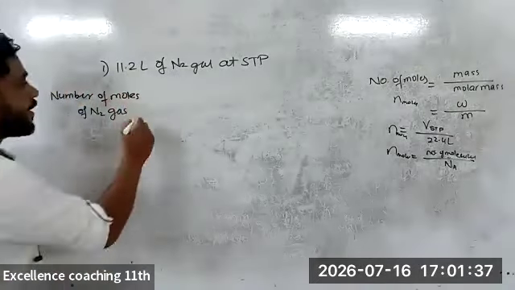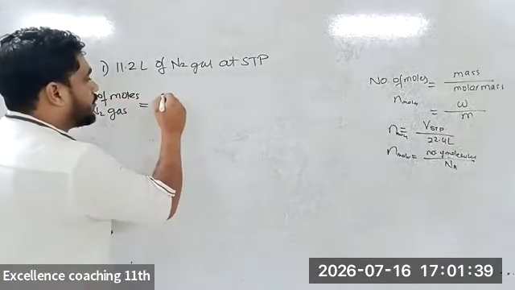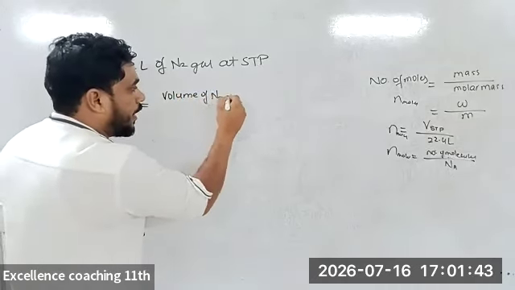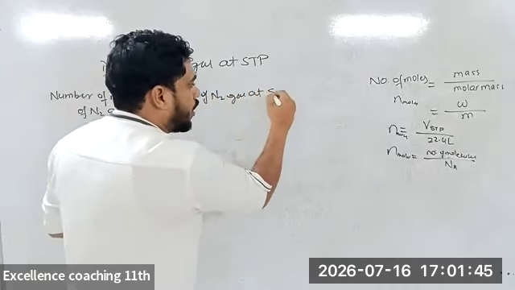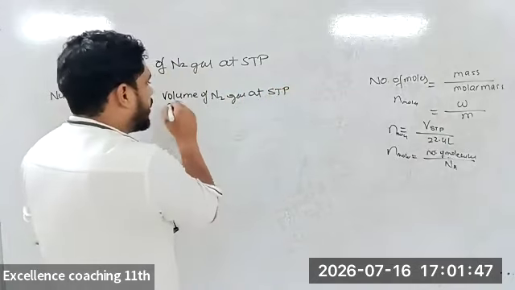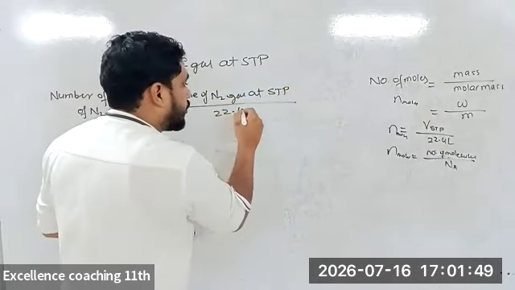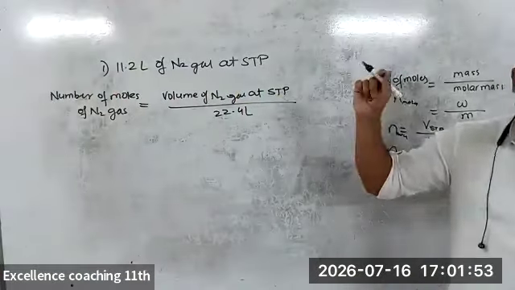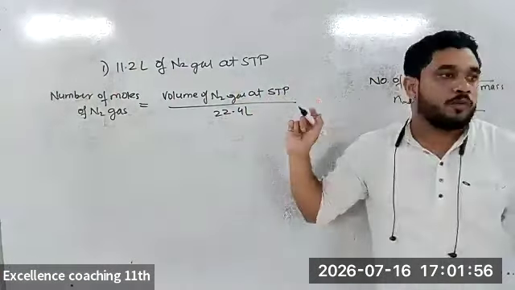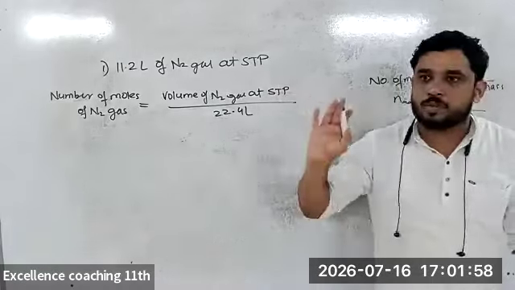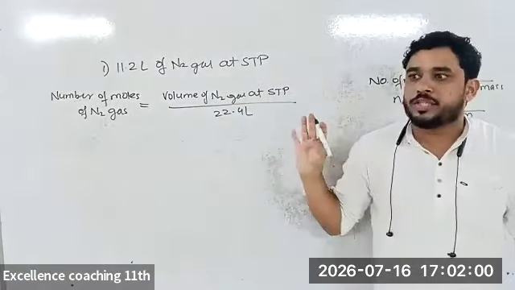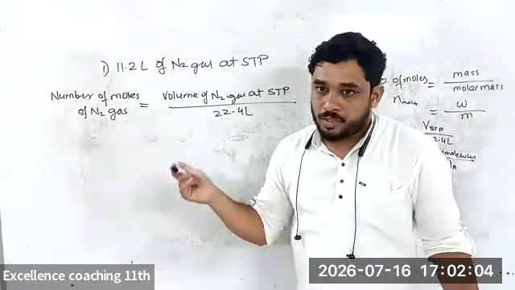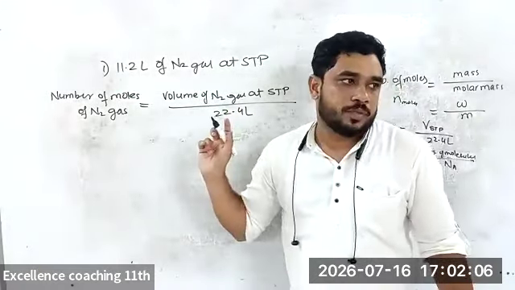Number of moles of N2 gas is equal to volume of N2 gas at STP divided by 22.4 liters. This should be your formula. What we say is number of moles is equal to volume upon 22.4 liters, but in the exam, you should write like this.